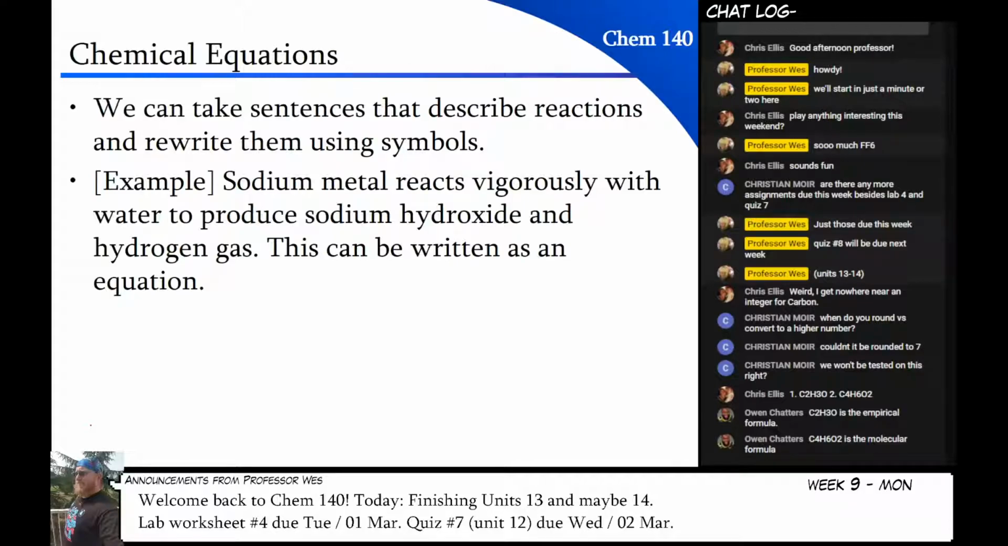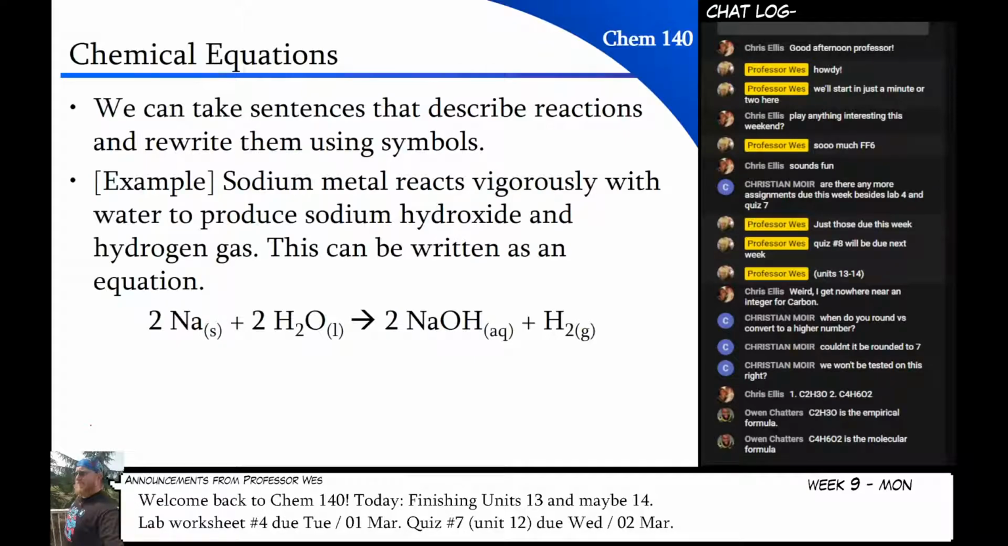Now, that's helpful contextually, but we may or may not want to represent that information in a more condensed way so that we can do work with it. And so that's where this comes in as an equation. And so we get a chemical equation that looks like this.